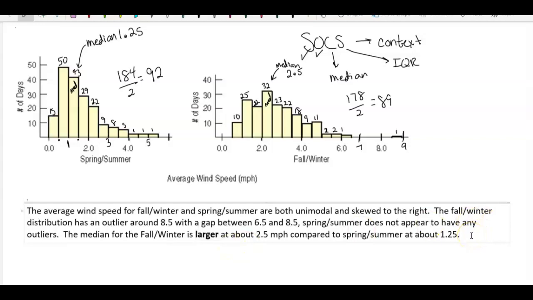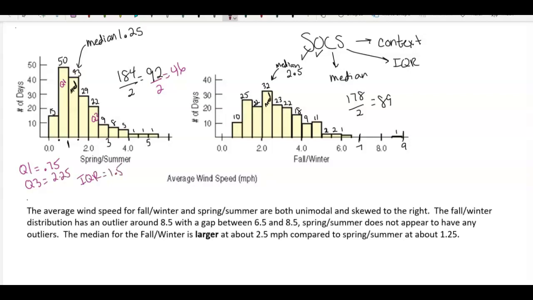Okay. And so now let's figure out where our center is for our IQR, quarter 1 and quarter 3. And so I'm going to divide that by 2, and that's 46. So quarter 1 is in this bin somewhere. So I'm going to say for this one, quarter 1 is at about 0.75. And then now I'm going to count up 46. So 3, 8, 16, 25 plus 22. And then quarter 3 is in this bin somewhere. So quarter 3 we'll say is about 2.25. So if you subtract those, that IQR is 1.5. Let's make sure I did my math right.